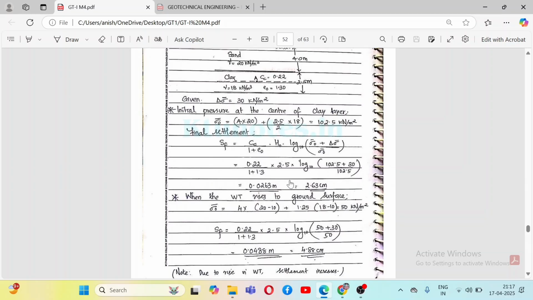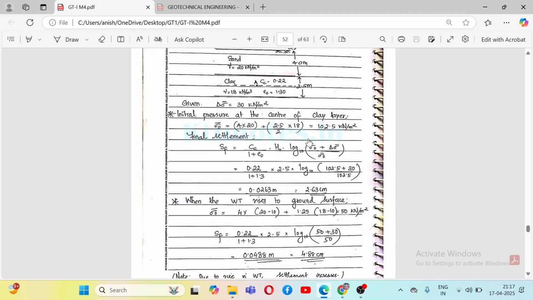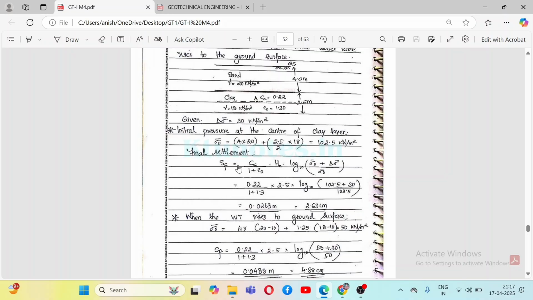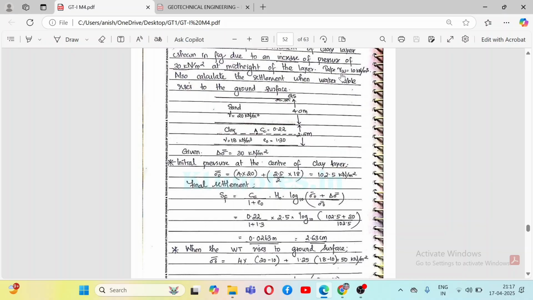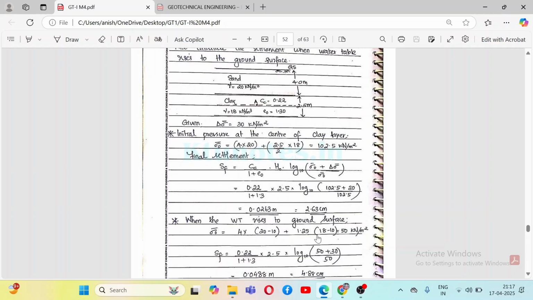Then it is asked, when the water table rises to the ground surface. Water table rises to the ground surface. Okay, what happens? It is fully submerged, right? Then we have to take sigma naught dash, the initial stress on the soil, as 4 into 20 minus, as it is submerged, we subtract gamma W. So 4 into 20 minus 10, plus 1.25, half of it, multiplied by 18 minus 10, 50 kilonewton per meter square.